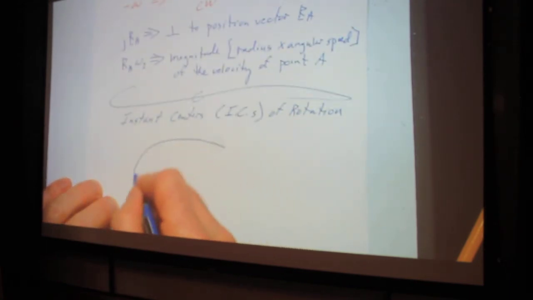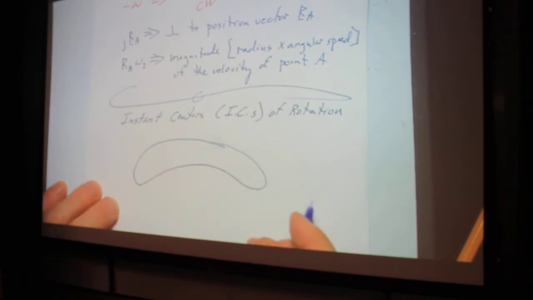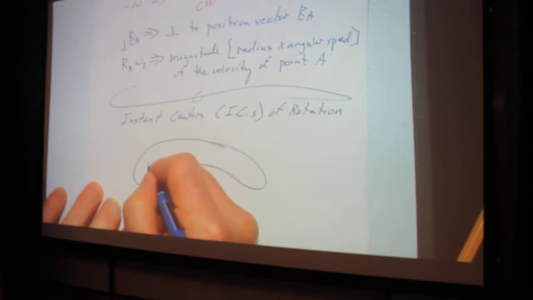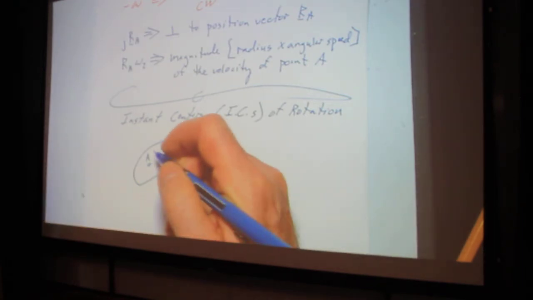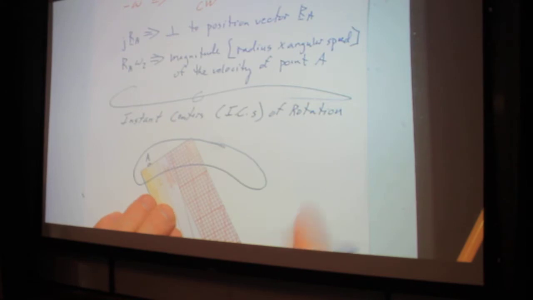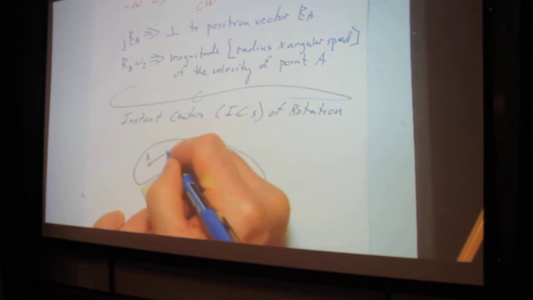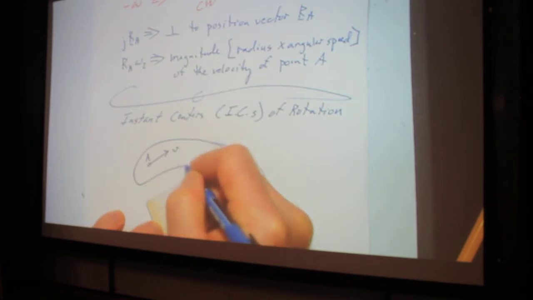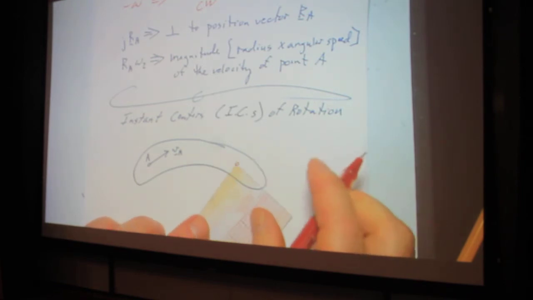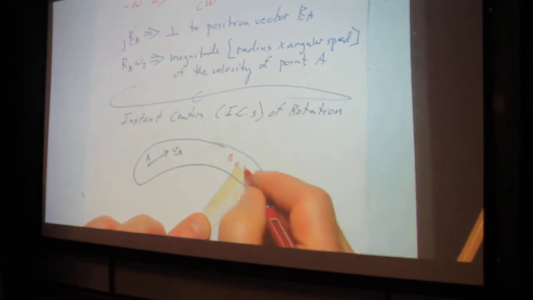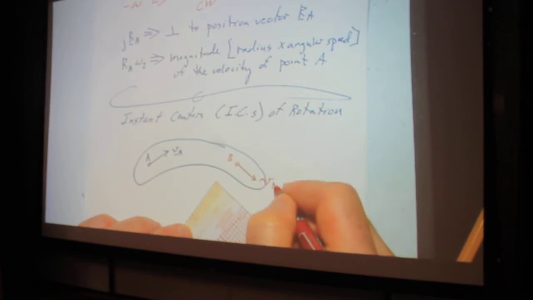So let me draw something here. I have this shape here, and say I have point A here, and somehow I'm able to determine that this point A has a velocity that looks like that. Then let's say I have a point B here, and somehow I'm able to determine that its velocity looks like that.